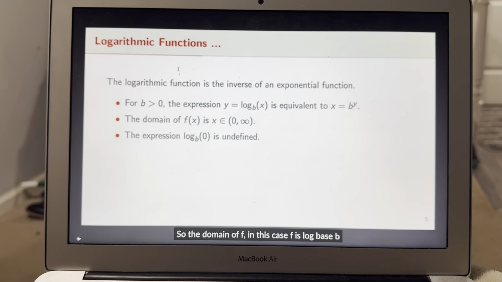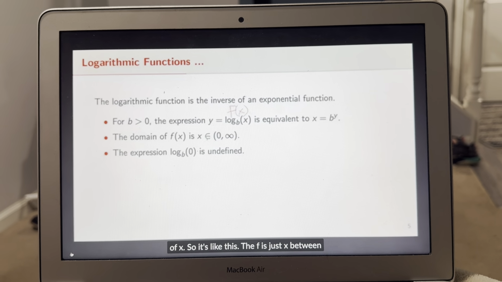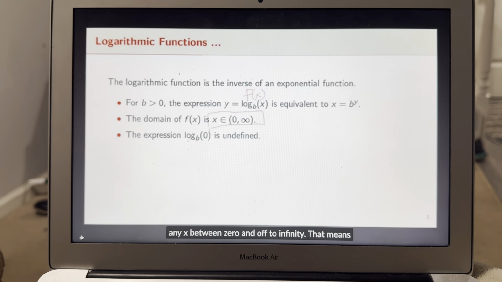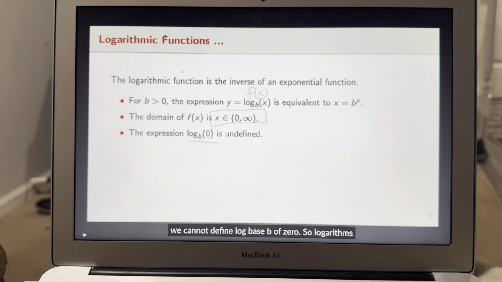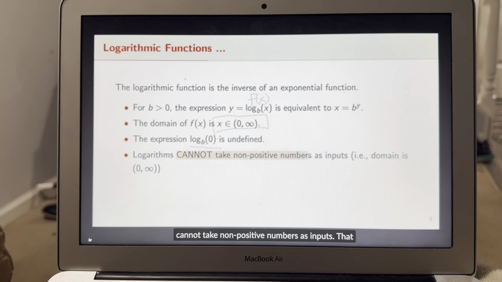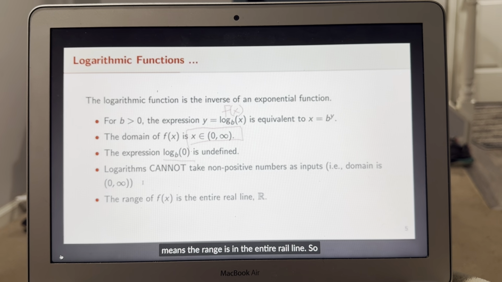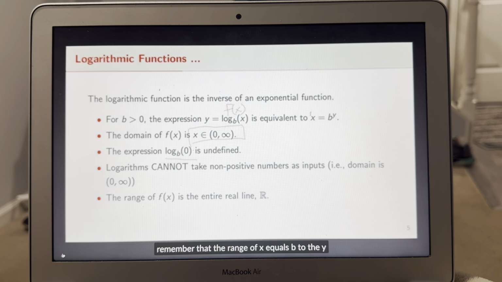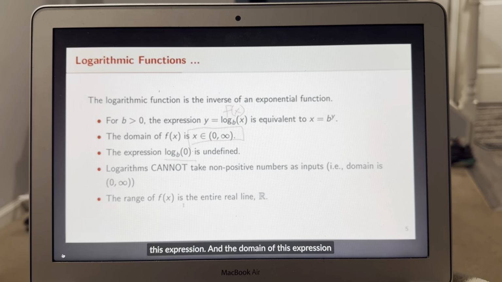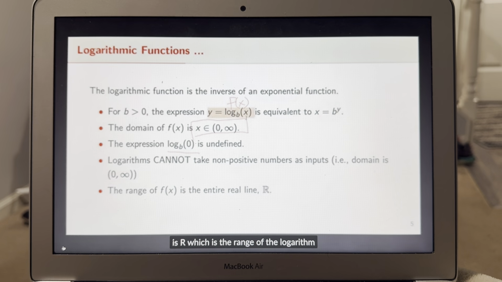So the domain of f, in this case f is log base b of x, is any x between 0 and infinity. That means we cannot define log base b of 0. So logarithms cannot take non-positive numbers as inputs. That means the domain is 0 to infinity. And that means the range is the entire real line. So remember that the range of x equals b to the y here is 0 to infinity, which is the domain of the logarithm expression. And the domain of this expression is r, which is the range of the logarithm expression here.